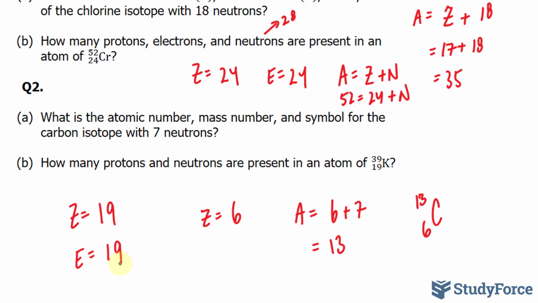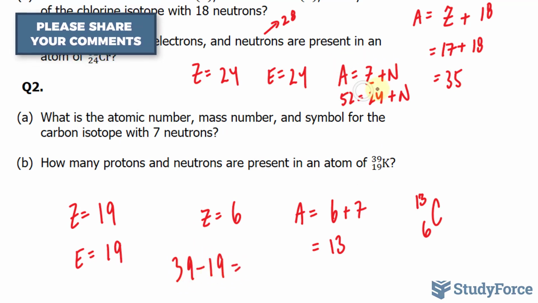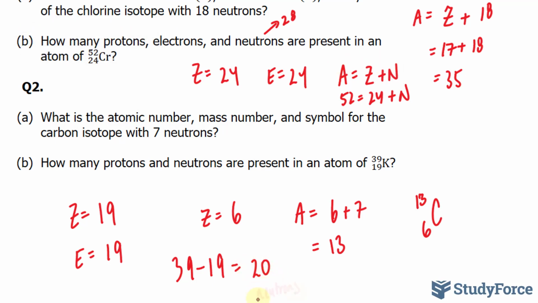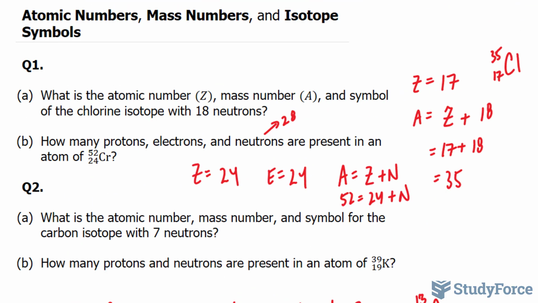And finally, to find the number of neutrons, we'll take 39, subtract 19 from it, using the exact same formula as before, and that gives us 20 neutrons. And so there you have it. 2 examples related to atomic number, mass number, and isotopes.